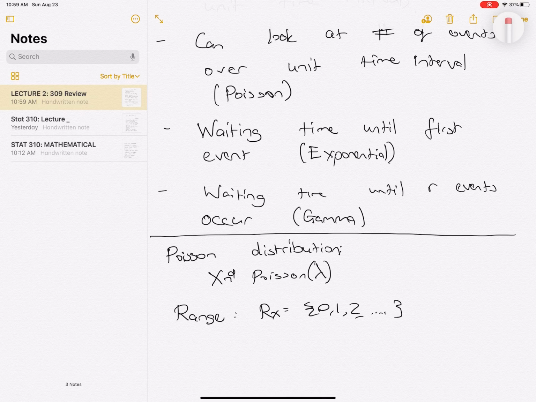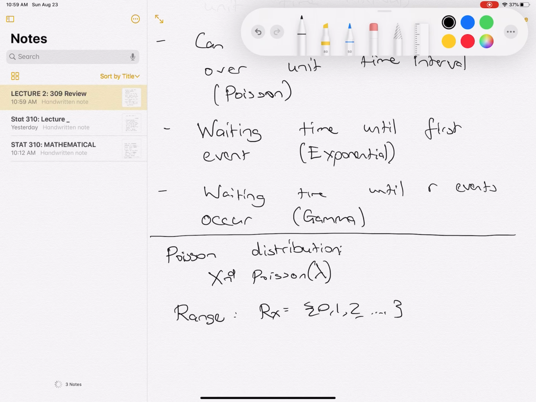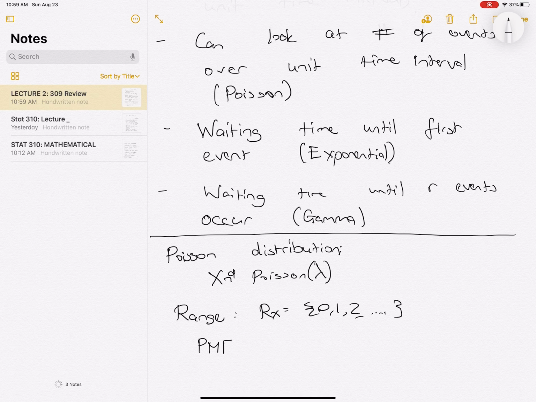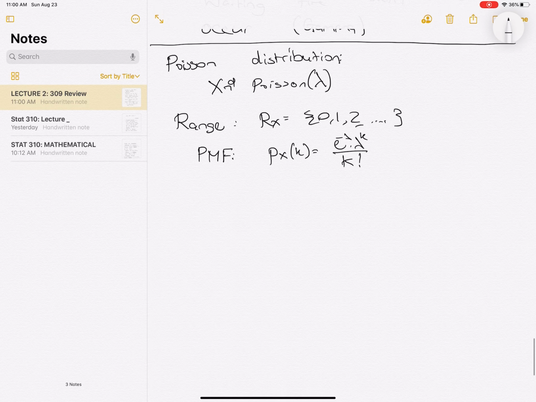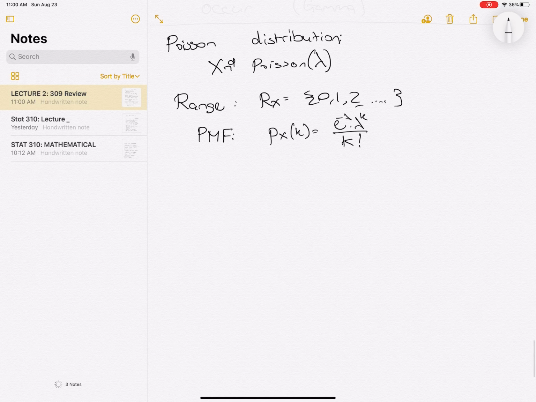And the PMF, and again, I'm just going to give you the formula. So this is the PMF. Where that formula comes from is not super intuitive if you just see that formula, but hopefully it rings a bell from 309.